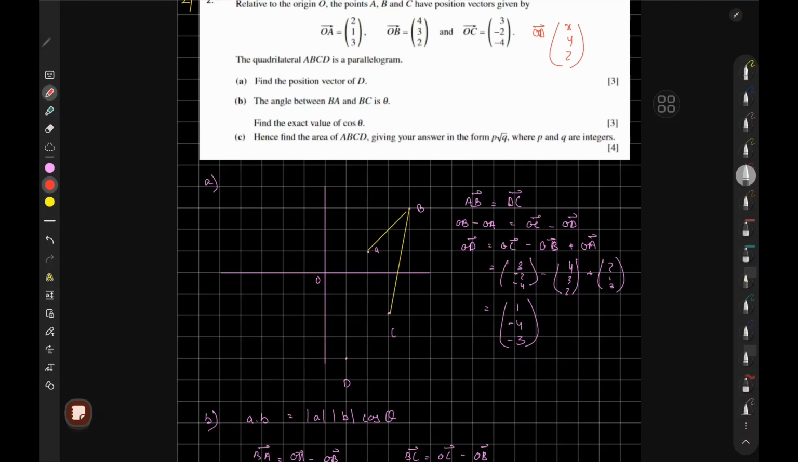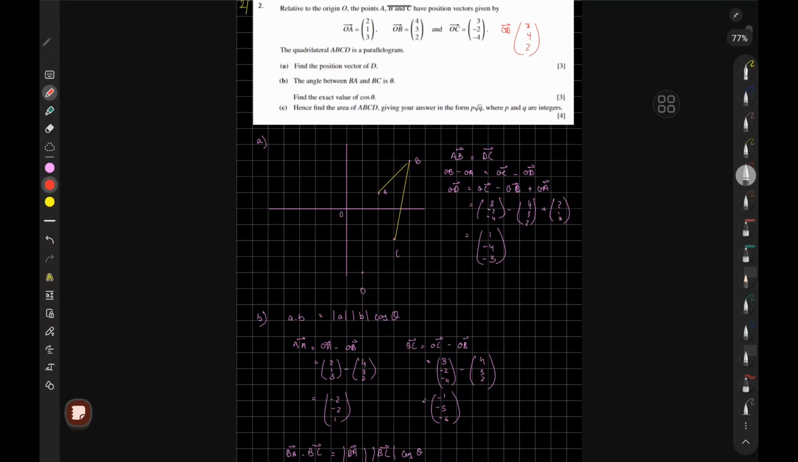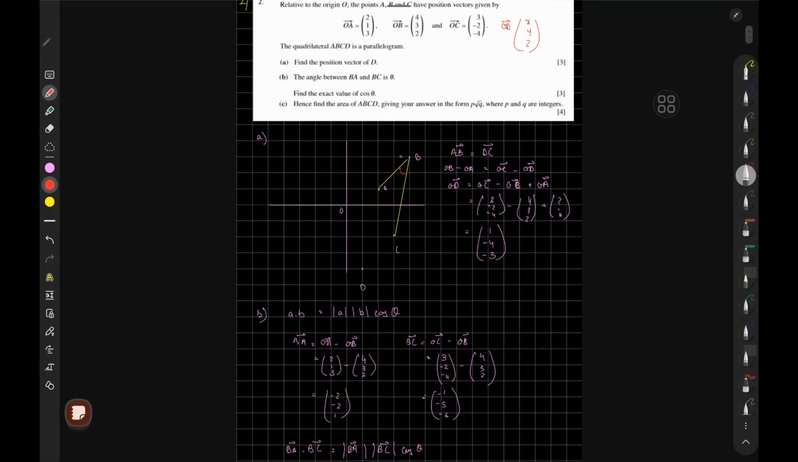Right, the dot product. A dot B is equal to the magnitude of A and B times cos theta. So for that, you need to figure out a few vectors. Since they want to know the angle over here, you need to find BA and you also need to find BC. So let's break down BA and BC.